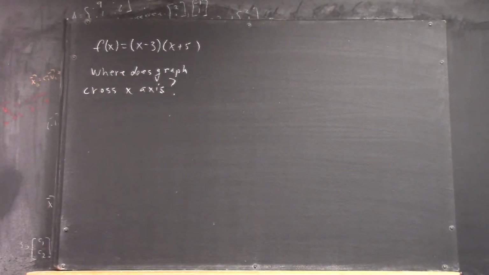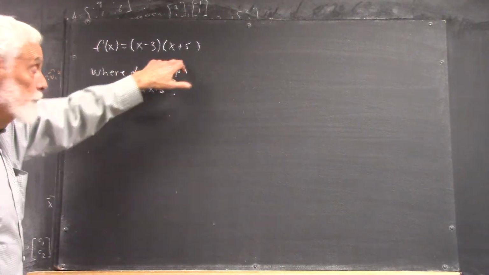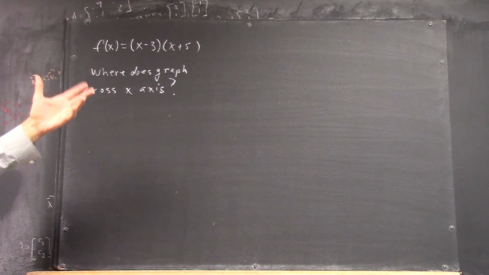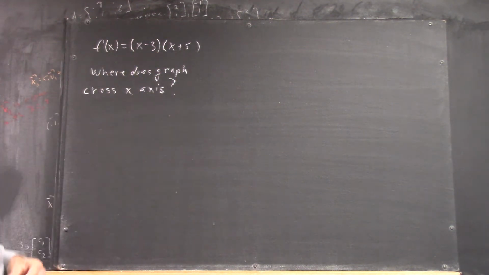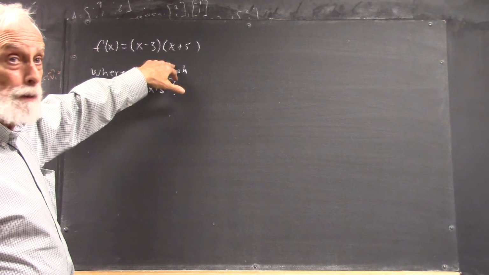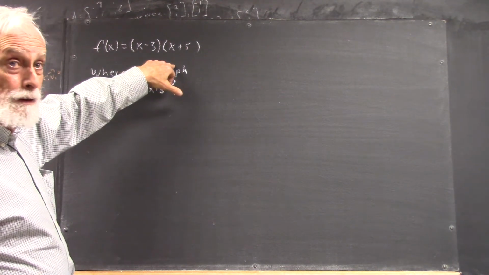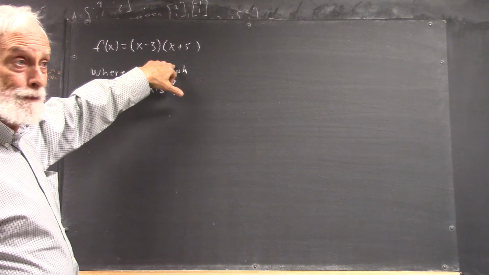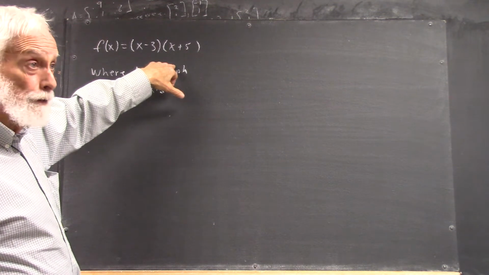Okay, we're taking a typical function in factored form. And it's really a polynomial. If you multiply this out, what do you get? What kind of a function? You get a quadratic function, right?